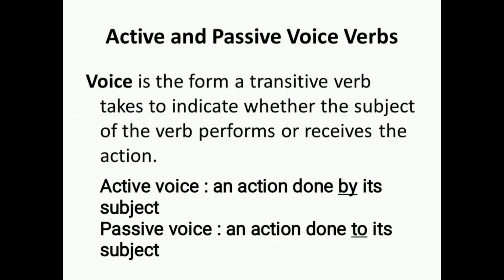The concept of active and passive voice only applies to transitive verbs. Transitive verbs are verbs that require a direct object. In other words, a verb in the active voice expresses an action done by its subject, whereas a verb in the passive voice expresses an action done to its subject.